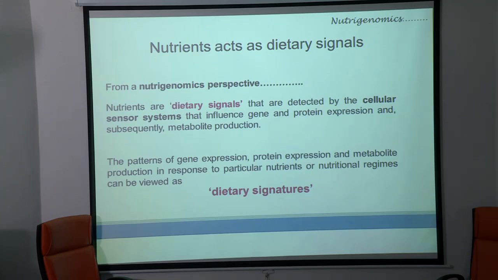And when they are impacting the gene and protein expression, they are creating certain motifs, certain signatures. You have to catch those signatures. The patterns of gene expression, protein expression, and metabolite production in response to particular nutrients or nutritional regimes that the individual is taking are called dietary signatures. These are the ones which need to be trapped. These are the molecular markers or early signals which need to be trapped. They are the warning signals: yes, you can go ahead, or no, you should not, this is dangerous. So, nutrients, dietary signals, and dietary signatures are the key words for nutrigenomics.